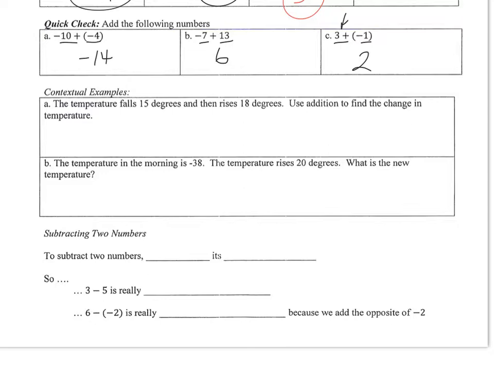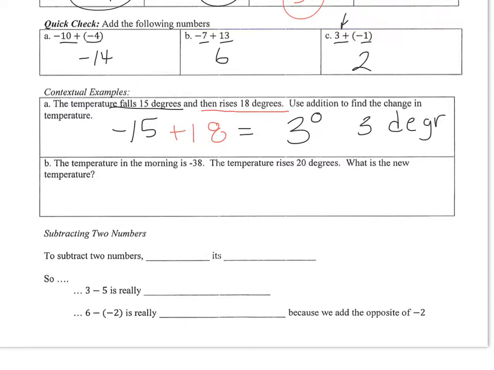So examples in context. The temperature falls 15 degrees. So to represent falls 15 degrees, I'm going to make a negative number, -15. And then rises 18 degrees is a positive 18. So use addition to find the change in temperature. So the actual temperature change is 3 degrees. So you want to write a unit. You can either write 3 degrees or you can write 3 degrees like this.